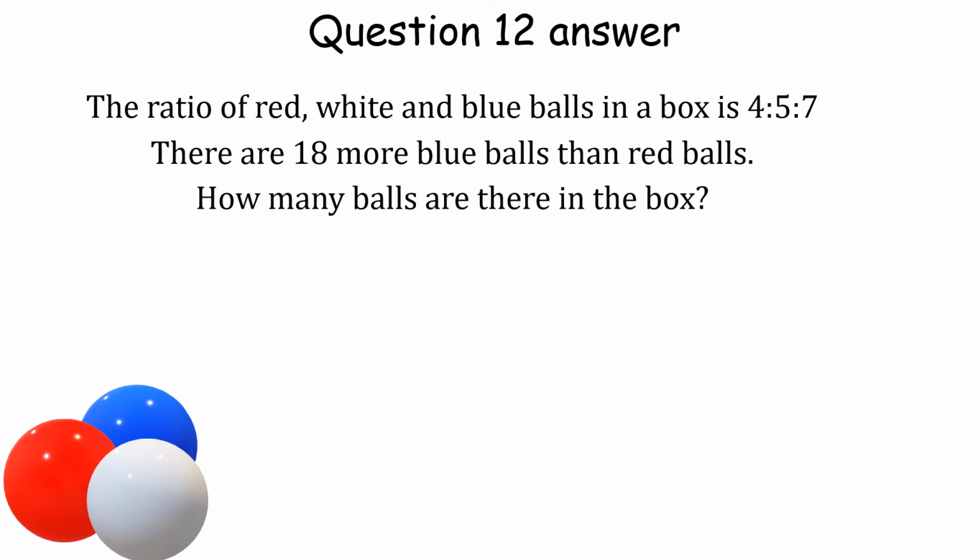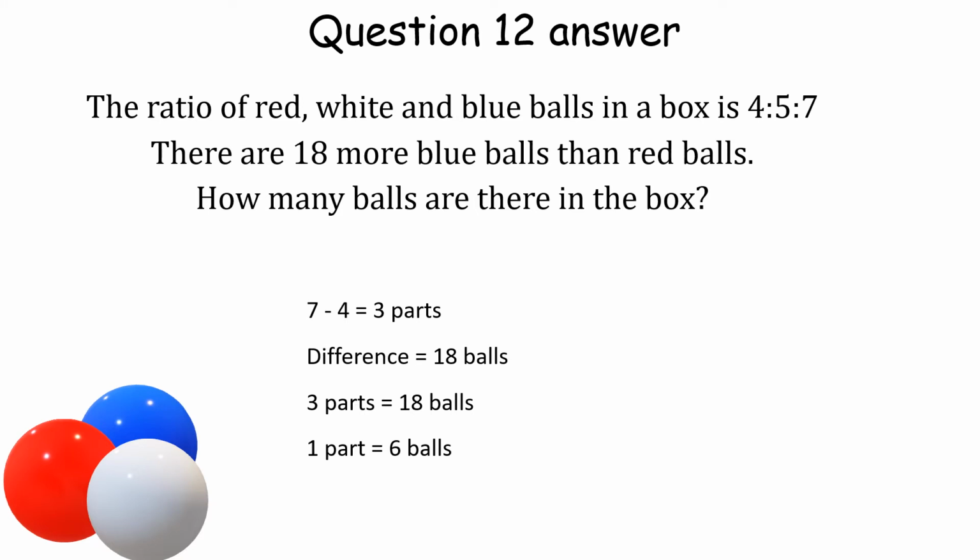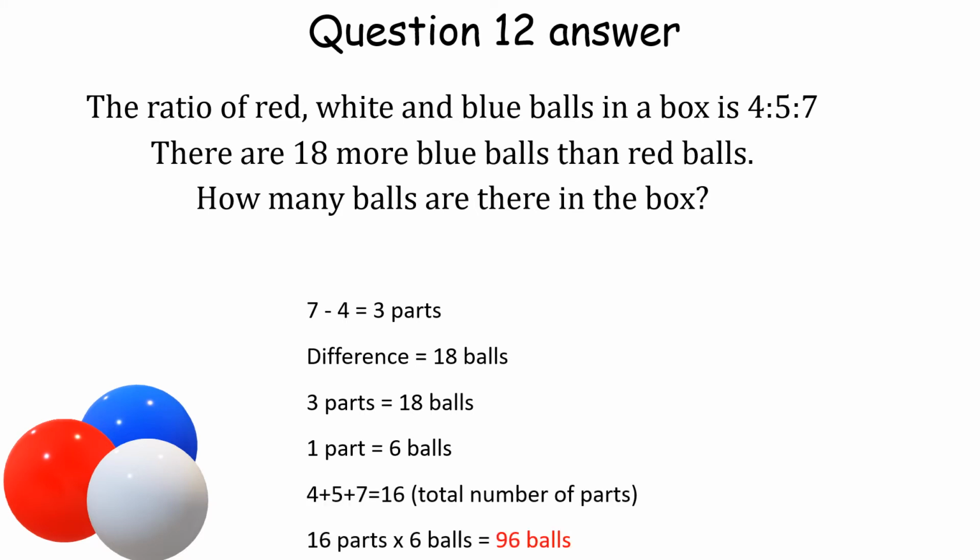Question 12. The ratio of red to white to blue balls is 4 to 5 to 7. The difference between the red and the blue balls is 3 parts, and we've been given that there are 18 more blue balls than red balls, so 3 parts equals 18 balls. Therefore, 1 part equals 6 balls. The total number of parts is 16, so 16 times 6 is a total of 96 balls.